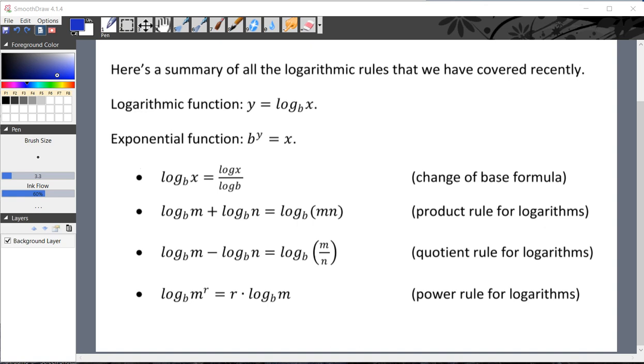Alright, so here's a summary of all the logarithmic rules we have gone over recently. Okay, so remember last class, we went over the change of base formula. So here's the change of base formula. On the bottom here, we have the product rule, the quotient rule, and the power rule for logarithms. Each of these we went over very recently.